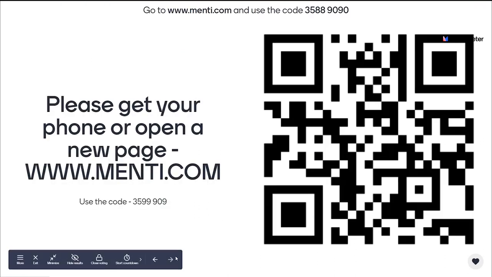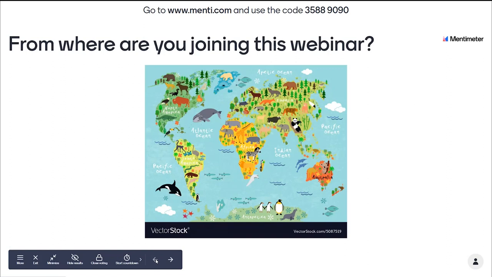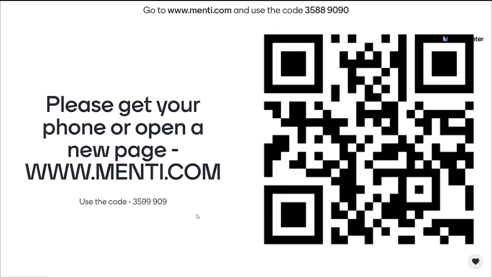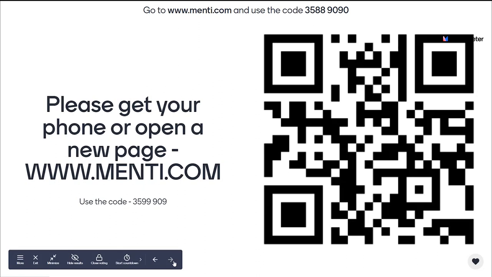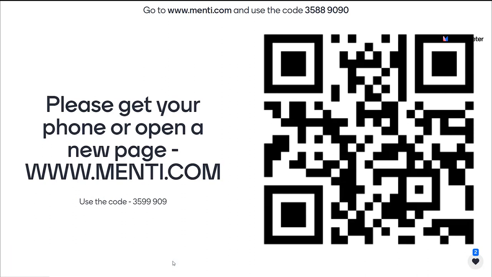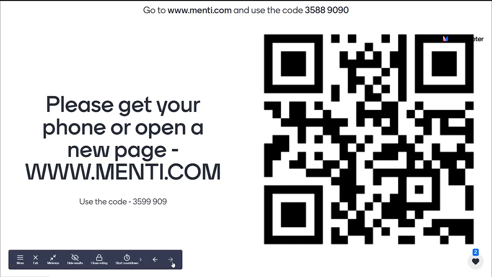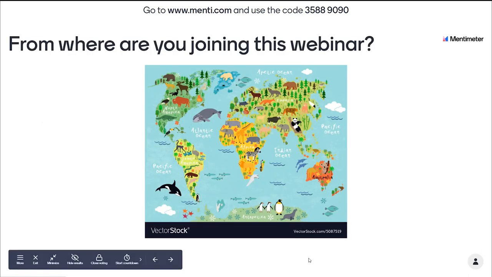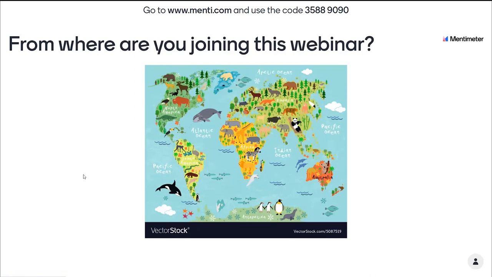So I will be using Mentimeter to make this presentation and interact with you. Please go to menti.com and enter the code 35889090. You can press the heart button at the bottom just to let me know that you are inside the app. Yes, I can see that two people have already accessed the app. I will wait a couple more minutes. Go to menti.com and use the code 35889090. And while you are trying to set up the app, you can also tell me from where you are joining the webinar.